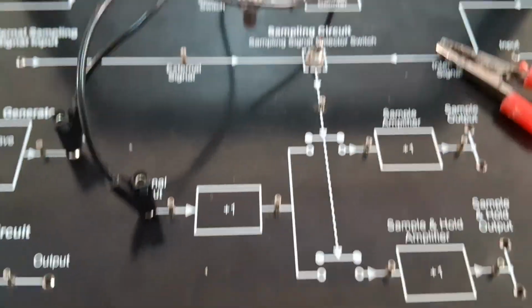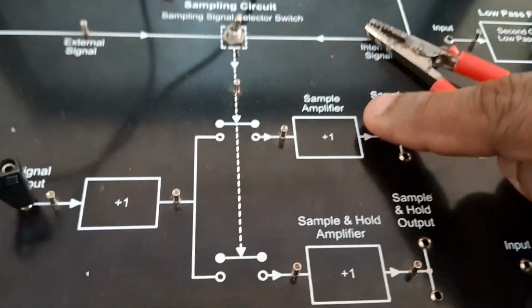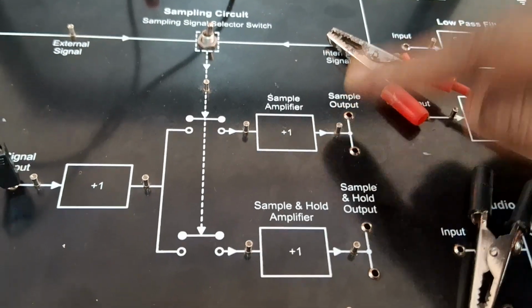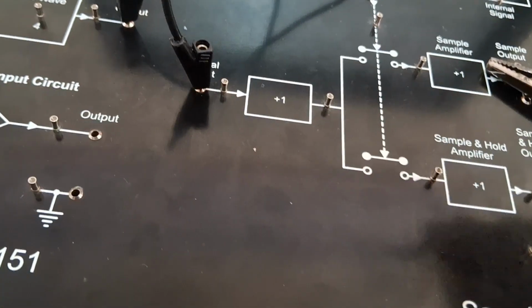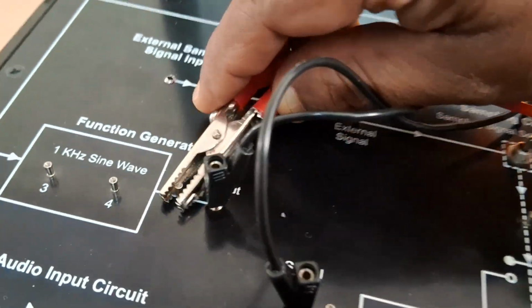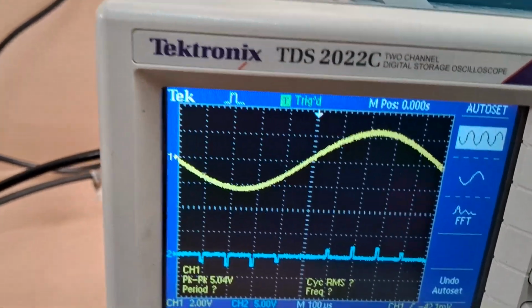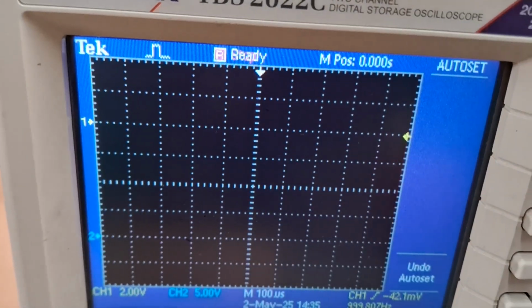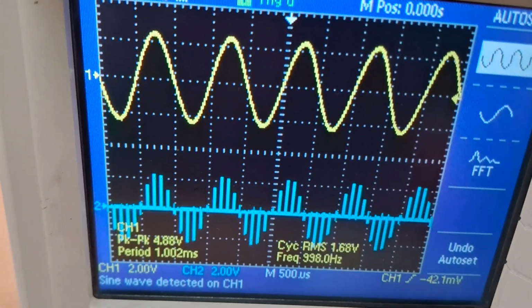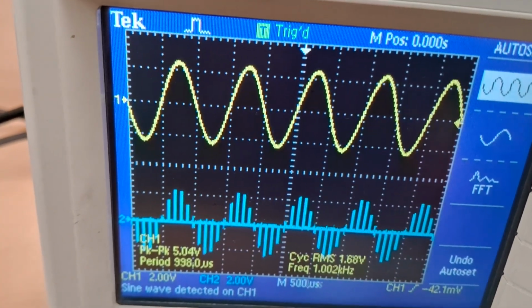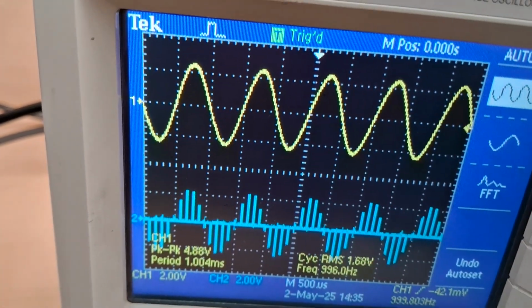Now what I'll observe is the sampled output. This is the point where the sampled output can be seen. So I'll just see the sampled output with respect to whom? With respect to analog. So I'll connect again the analog and the sampled output. We have already seen the analog and the sampling frequency. Now you can see here the flat top sampled output, the natural sampled output.